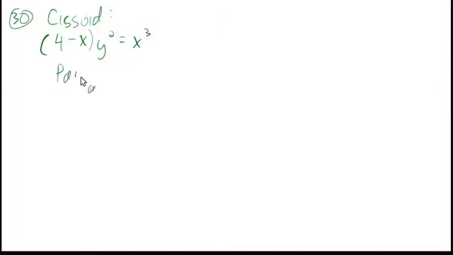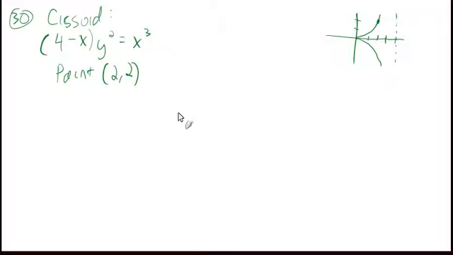Alright, moving on from 26, let's do 30. And I've got this cissoid, and its function is, its equation, and they give us this point, 2, 2, and here's a little recreation of the graph. It looks something like this, with a point right here, of course, at 2, 2. And it looks like a vertical asymptote at x equals 4. They want to know the slope of this tangent line at this point.